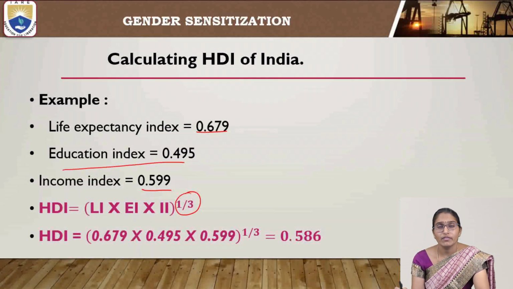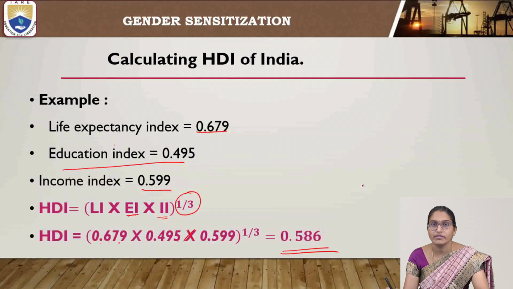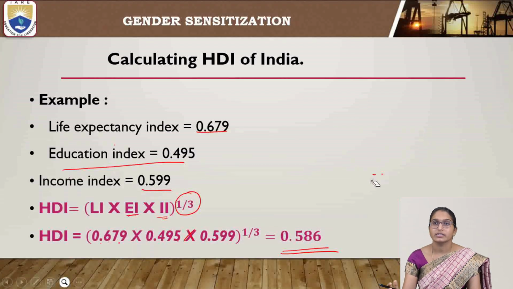To the power 1 by 3 we can write. So the life expectancy index into educational index into income index. So all these three, 0.679 into 0.495 into 0.599, to the power 1 by 3 gives what? This is the human development index. So when it is 0.586, that means what? It is more than half, 50% development has occurred, almost 60%. So that way we can count the human development index.